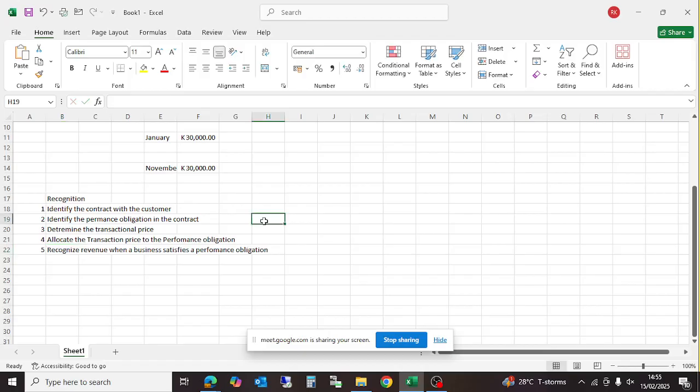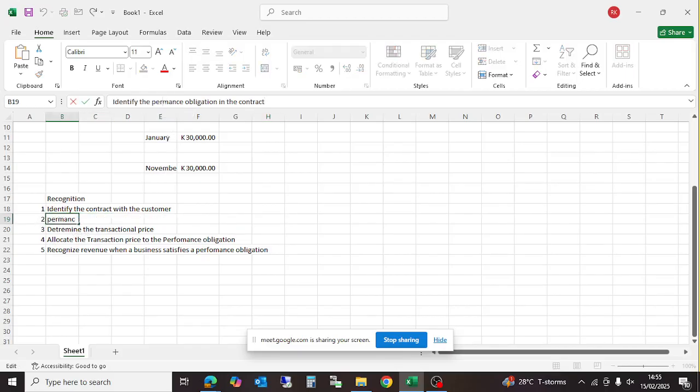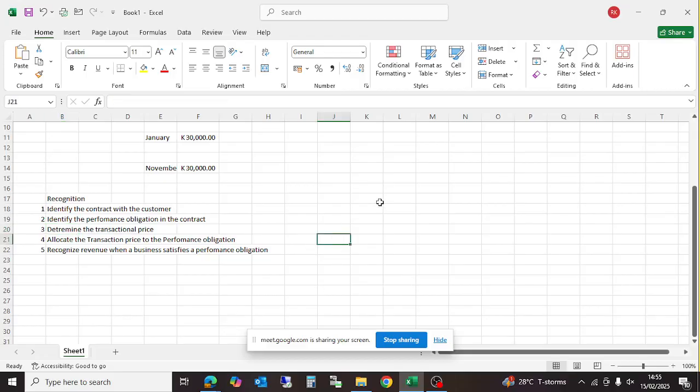Okay, so number one, we identify the contract with the customer. Number two, we identify the performance obligation in the contract. Number three, determine the transaction price. Number four, allocate the transaction price to the performance obligation. And number five, recognize revenue when a business satisfies a performance obligation.